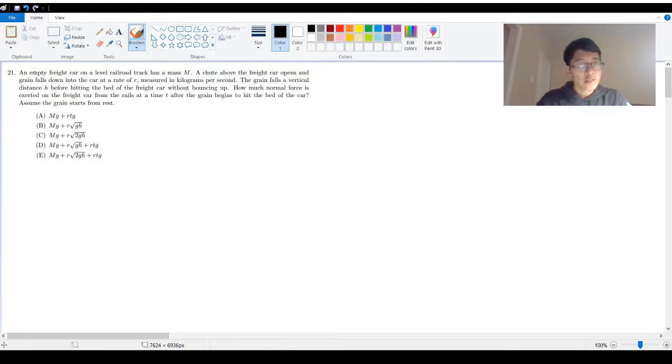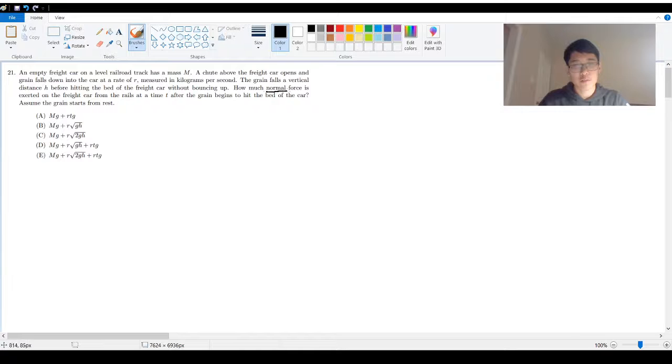The question reads: an empty freight car on a level railroad track has a mass M. A chute above the freight car opens and grain falls down into the car at a rate of R, measured in kilograms per second. The grain falls a vertical distance h before hitting the bed of the freight car without bouncing up. How much normal force is exerted on the freight car from the rails at a time t after the grain begins to hit the bed of the car? Assume the grain starts from rest.